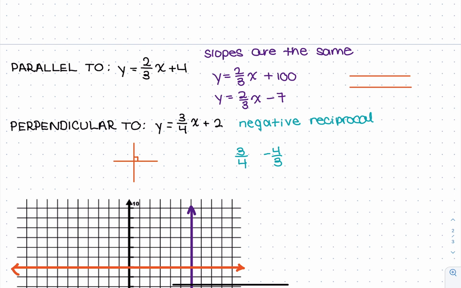So if I need to write an equation, I could say, well, y is equal to negative 4 over 3, and then I could do anything for b. So I could do minus 16.